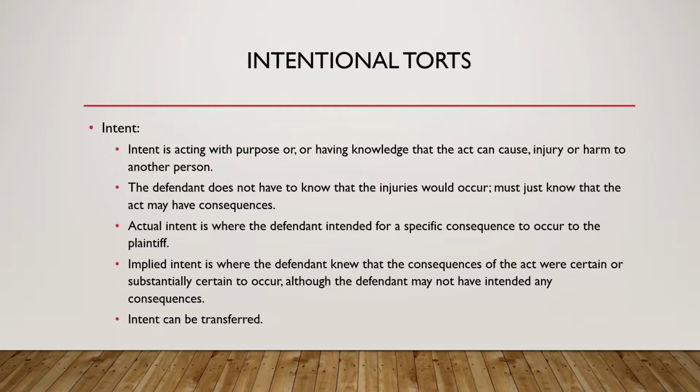So a moment ago, we talked about intent can either be actual or implied. So actual intent is where the defendant intended for the specific consequence to occur to the plaintiff. And we're going to look at a few examples of actual intent and implied intent on the next slide. Implied intent is where the defendant knew that the consequences of the act were certain or substantially certain to occur, although the defendant may not have intended any consequences.